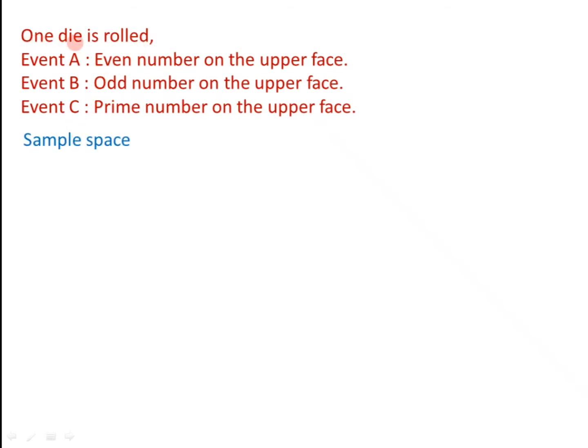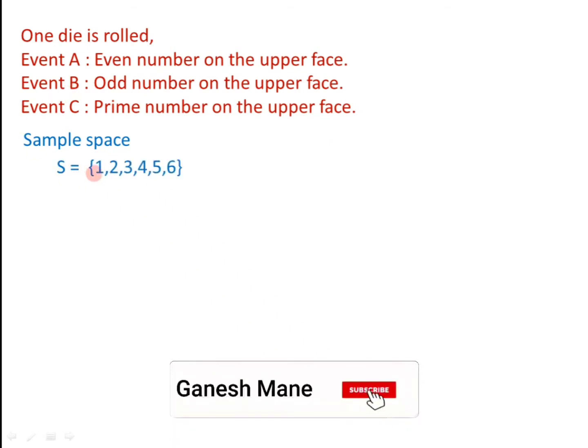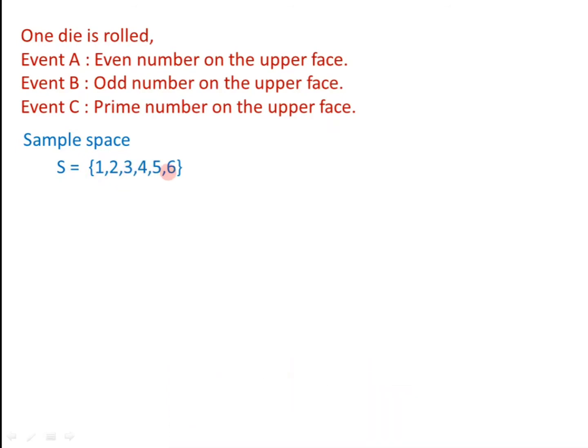So as one die is rolled and we know that the die has 6 surfaces, that means we can get any number from 1 to 6 on the upper face. That's why sample space S is equal to, in curly brackets, 1, 2, 3, 4, 5 and 6. So here 6 elements are there in this set. That's why n of S is equal to 6. So this is the sample space for the random experiment and the number of sample points are 6.